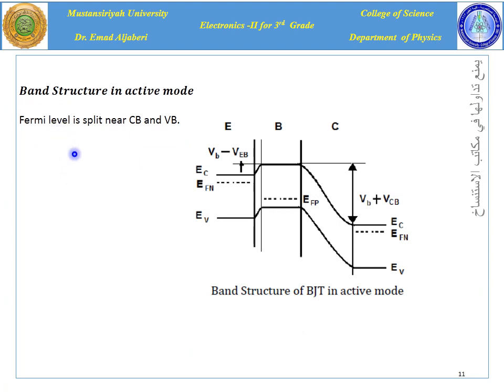When the transistor is connected to external voltages, this is called active mode, and the band structure is shown in this figure. Here the Fermi levels will be split. We see here in the emitter, which is N-type, the Fermi level goes up. In the base, the P-type, the Fermi level goes down, and here also in the collector the Fermi level goes up. The built-in voltage will be subtracted from the applied voltage in the EB junction, and in the BC junction, the built-in voltage will be added to the applied voltage.